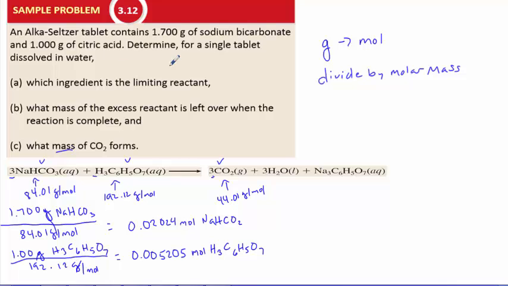So in the original question, we've answered which ingredient is the limiting reactant. It was the citric acid. We've determined what mass of carbon dioxide forms. So the last part here, part B, asks what mass of the excess reactant is left over when the reaction is complete. So if citric acid is our limiting reactant, then the sodium bicarbonate must be our excess reactant. So we need to determine how much of this was actually used and subtract that from how much we actually started with to determine what mass was left.